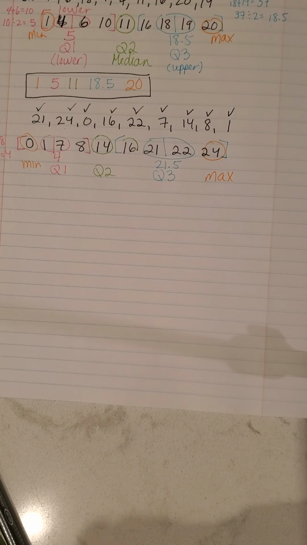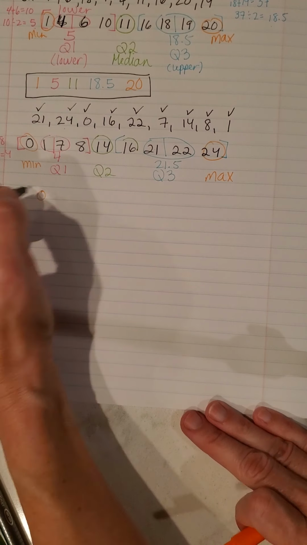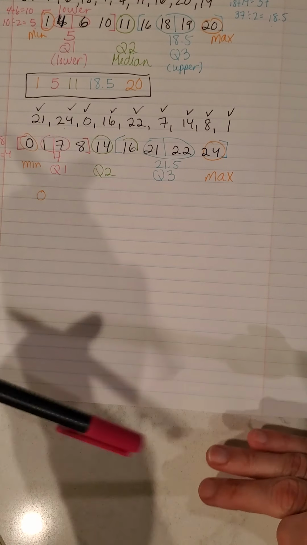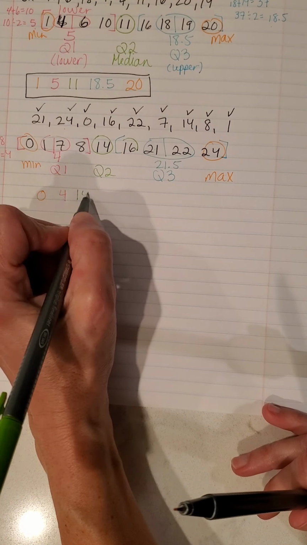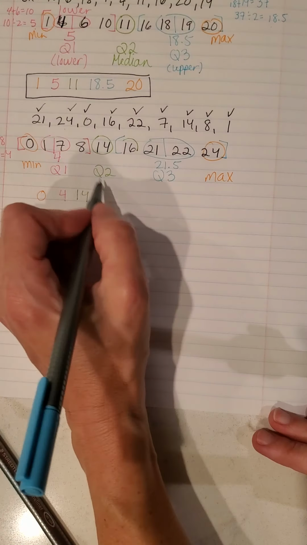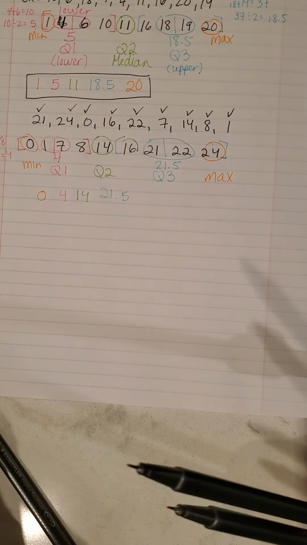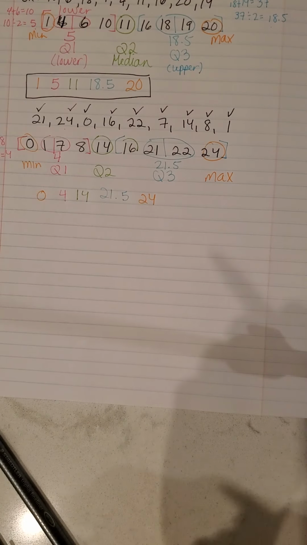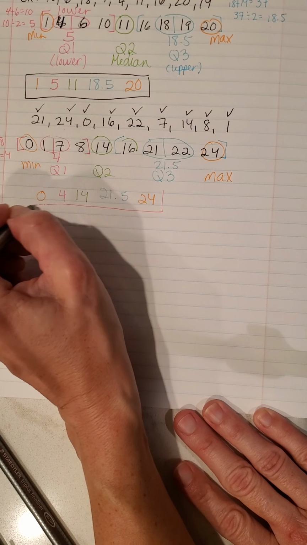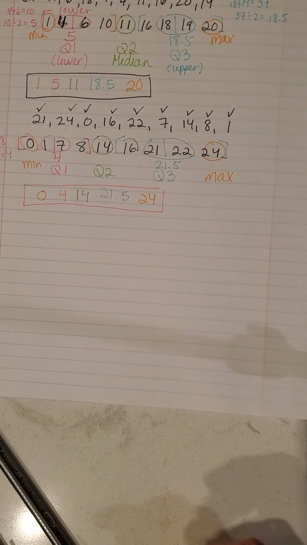And then I'm going to write these numbers out as I see them. 0, 4, 14, 21.5, and 24. And that is my 5-number summary. This time I'm going to use pink marker to make a box.